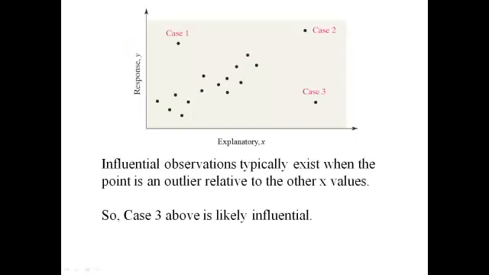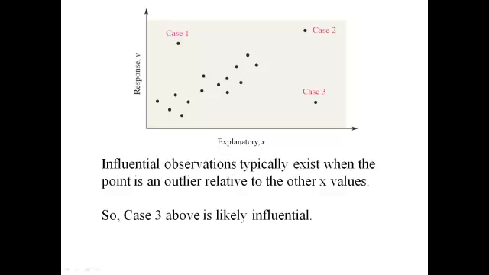Now, in general, influential observations typically exist when the observation is an outlier relative to the other x values. So in the graph displayed here, we might find that case 1, which is an outlier on the y dimension, may or may not substantially affect the regression model, and so we may or may not call it influential.